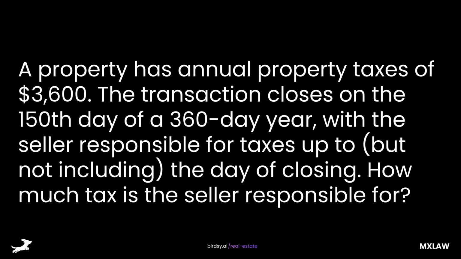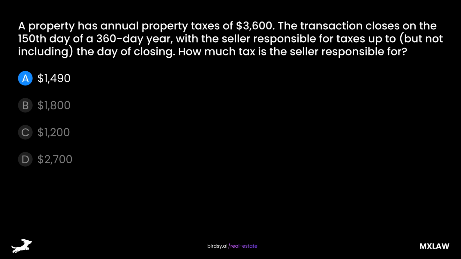A property has annual property taxes of $3,600. The transaction closes on the 150th day of a 360-day year, with the seller responsible for taxes up to, but not including, the day of closing. How much tax is the seller responsible for? Is it A, $1,490, B, $1,800, C, $1,200, or D, $2,700?